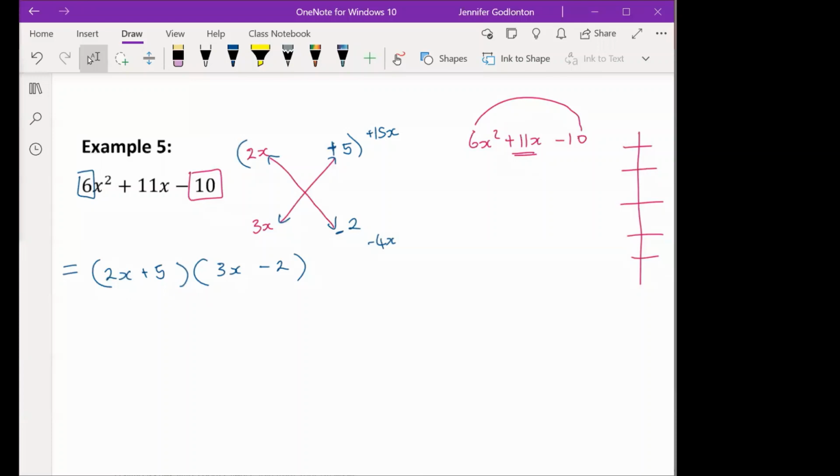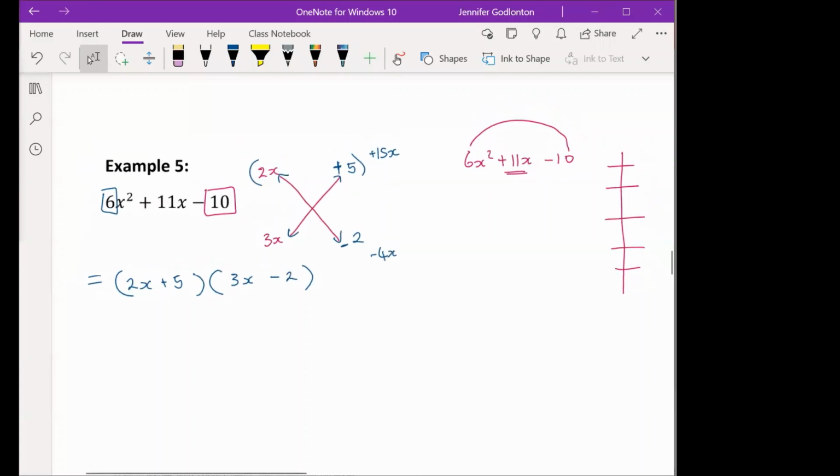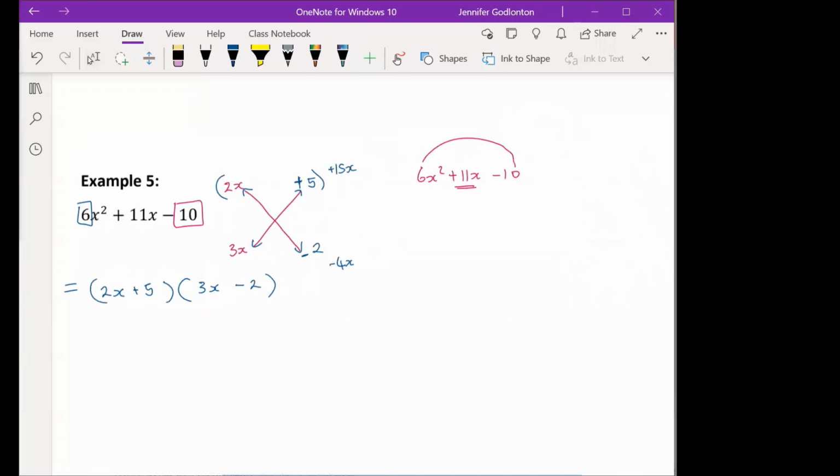Okay. I'm just going to talk through the second method in case anyone did the second method. Let's go through this one. So if we did the second method, we would say 6 times 10, which gives us 60. And then we need to work with our factor tree of 60. So we've got 1 and 60, 2 and 30, 3 and 20, 4 and 15. And I can see with 4 and 15 that I can get 11. So that's my first step. Second step, we write out 6x squared, plus 15x minus 4x minus 10.